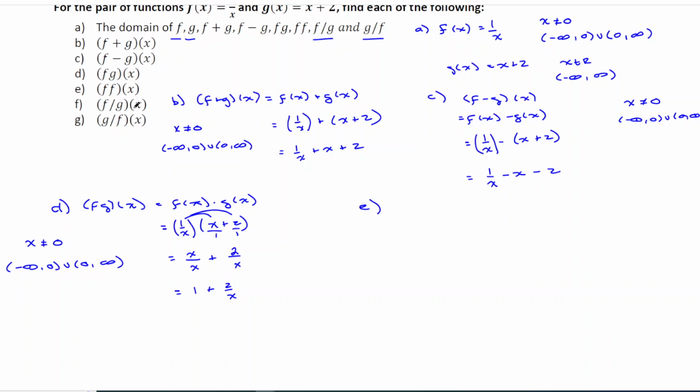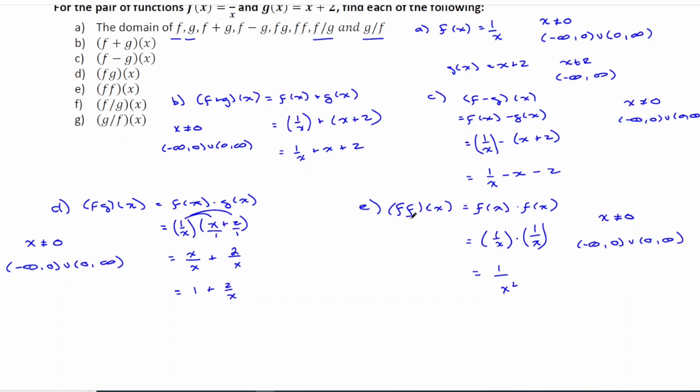So E. E is that we're going to do f times f of x. And if it's helpful for you, again, that's f of x multiplying by the function f of x. So I'm going to rewrite f of x as 1 over x. I'm going to replace f of x as 1 over x, and then I'm going to multiply. 1 times 1 is 1, x times x is x squared, and the domain would simply be x cannot equal 0. X can be everything from negative infinity to 0 and 0 to infinity. That was the original domain. It's actually the new function's domain.